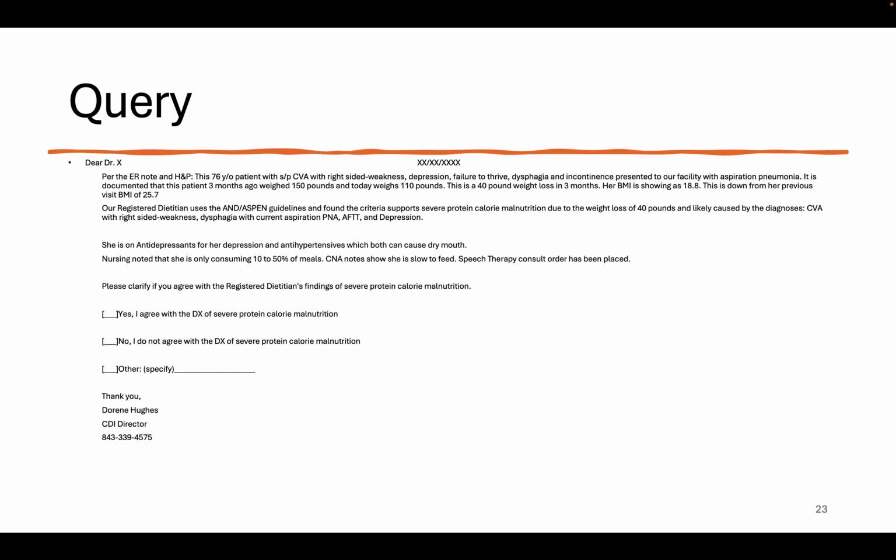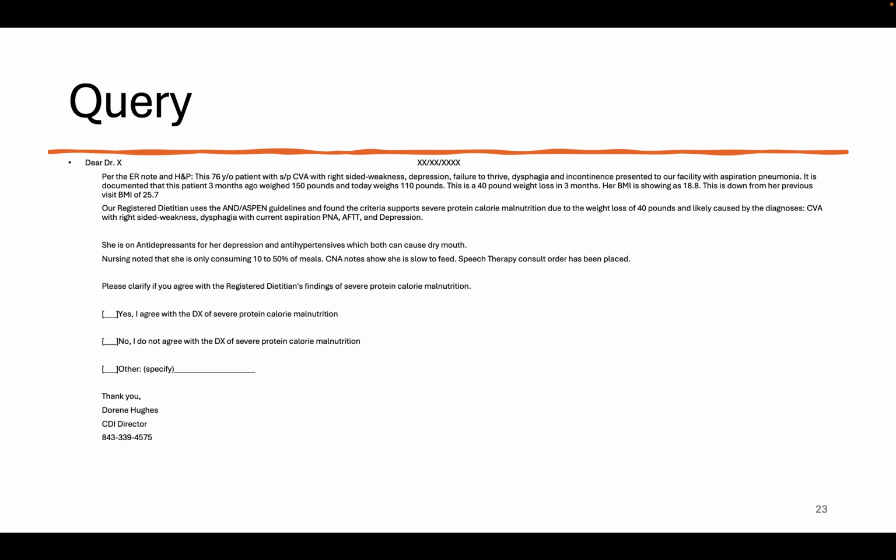Here's an example of a query. You say, Dear Dr. X, and the date. And then it says, per the ER note and the HMP, this 76-year-old patient with status post CVA with right-sided weakness, depression, failure to thrive, dysphagia, and incontinence presented to our facility with aspiration pneumonia. It is documented that this patient 3 months ago weighed 150 pounds and today weighs 110 pounds. This is a 40-pound weight loss in 3 months. Her BMI is showing as 18.8. This is down from her previous BMI of 25.7.